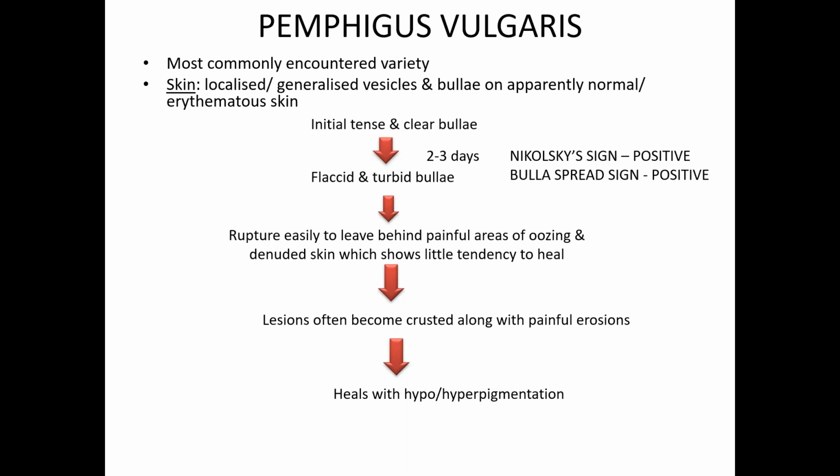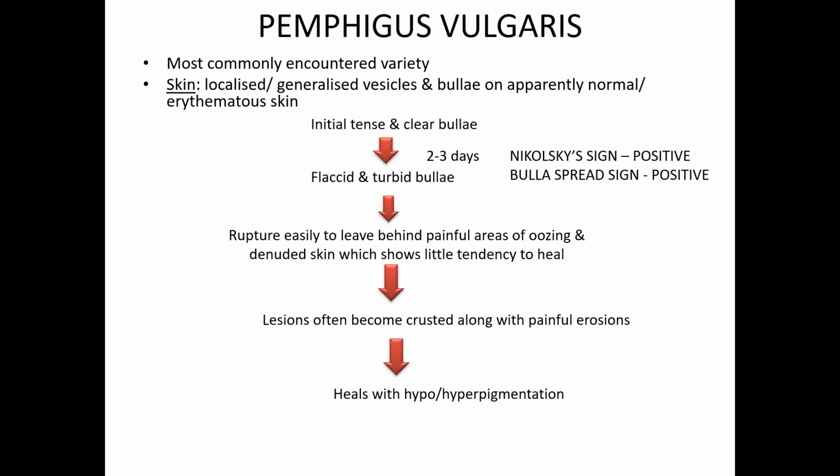It is a localized or generalized vesicular and bullous eruption, apparently on normal skin or sometimes on erythematous skin. Initially, these lesions are tense and clear bullae. Within 2-3 days they become fluid filled, then turbid. In this case, the Nikolsky sign becomes positive, when the bulla spreads. They rupture easily and leave behind a painful oozing area, and they may be painful.